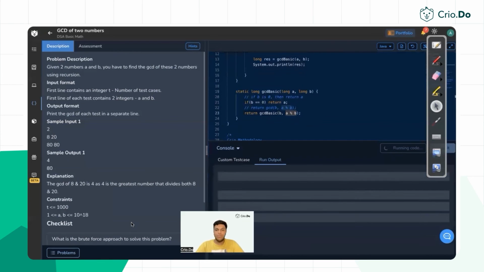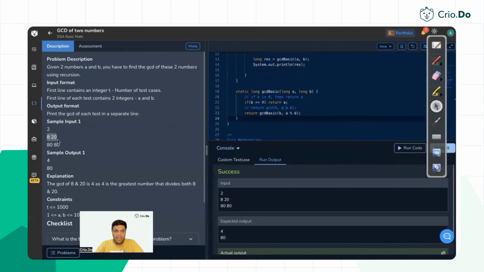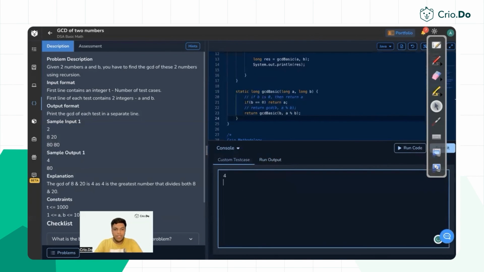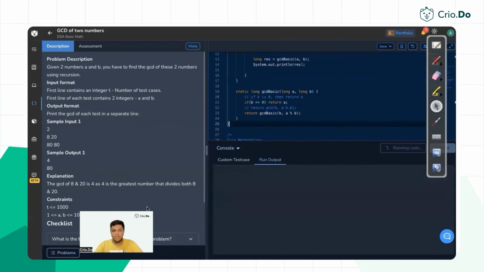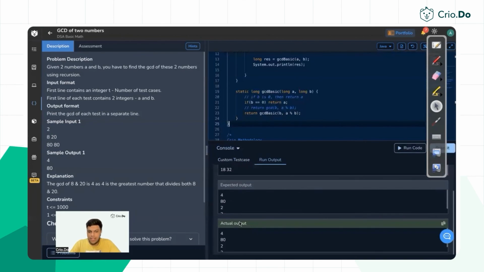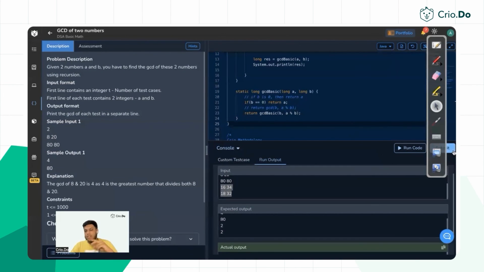Let's just run this code to see if my code is working fine or not. For the sample test case, there are two test cases, 8, 20 and 80, 80. Yes, the output is correct. Let's try some more test cases: 16, 35, or maybe 34, and let's try 18 comma 32. Let's see if the output which we are getting is what we need. It is taking some time to run. Let's wait. Yes, the output is 2 and 2 in both the cases. The highest common factor in both the pairs will be 2 only.